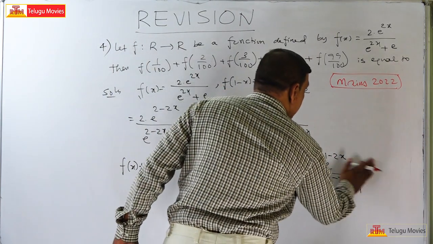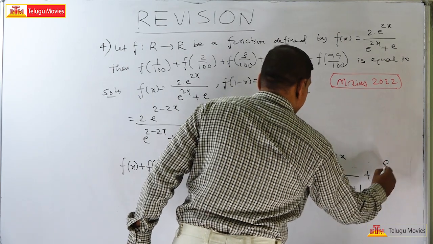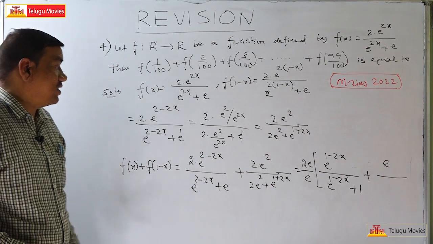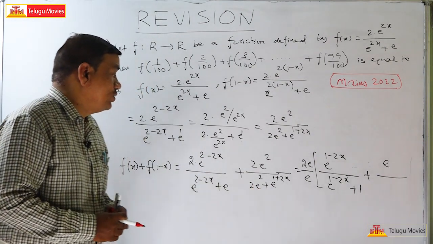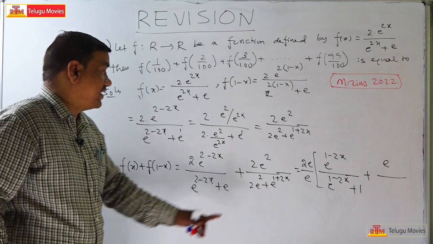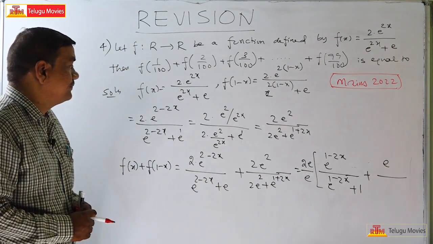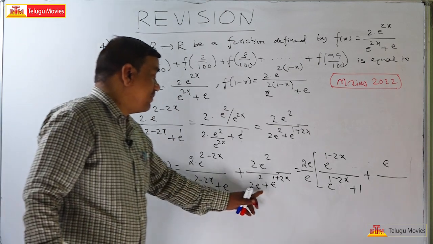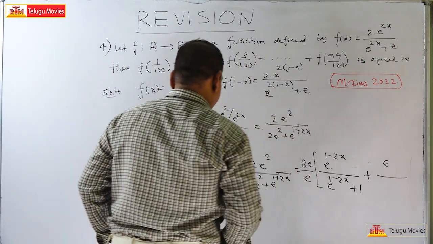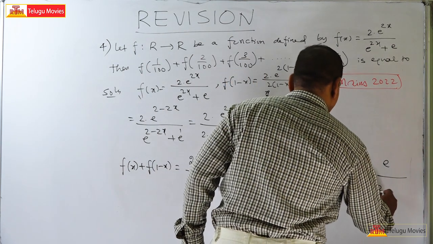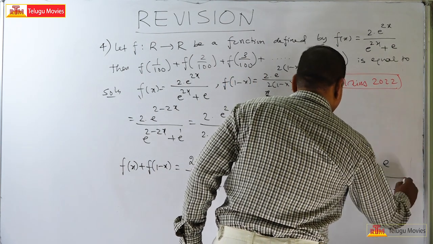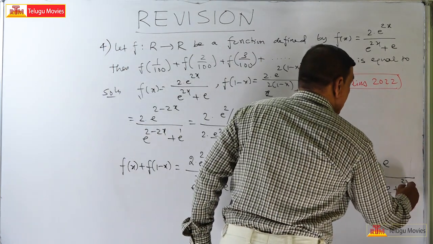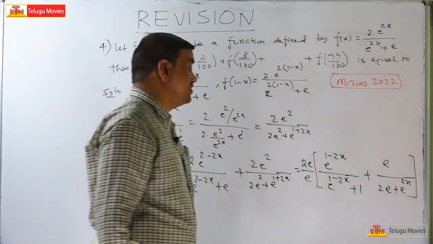So here the total plus will be there, plus e divided by plus 1 here also. If you take e common outside, what happens here? Only you are taking e common outside. So this is equal to 2e plus e power 2x, e power 2x. Understand this?